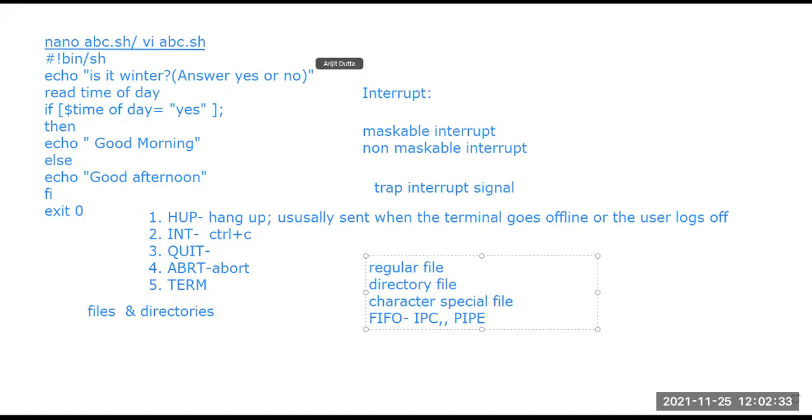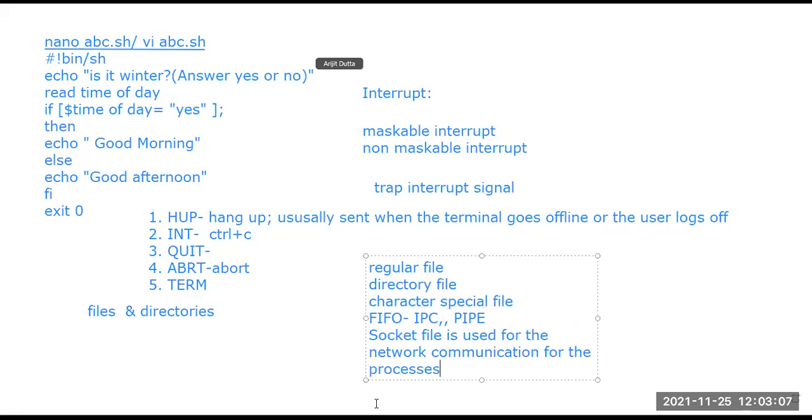Then there is the socket file. A socket file is used for network communication between two different devices. Socket programming is also a part of this. So this type of file is used for network communication between processes.